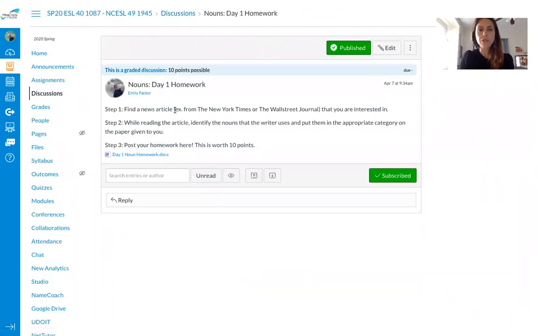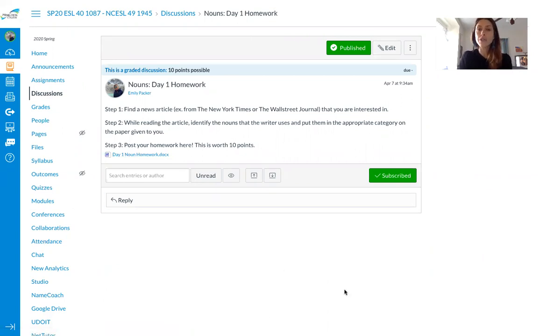Now it says find a news article that you're interested in. Step 2, when you're reading the article, identify the nouns that the writer uses and put them in the appropriate category on the paper, which is also here. So there's 2 places you can find the paper, either under modules, module 4, or under the directions for your homework. And then step 3, post your homework here.